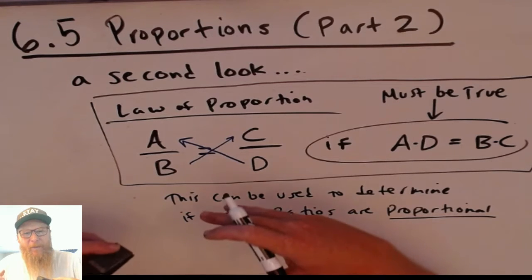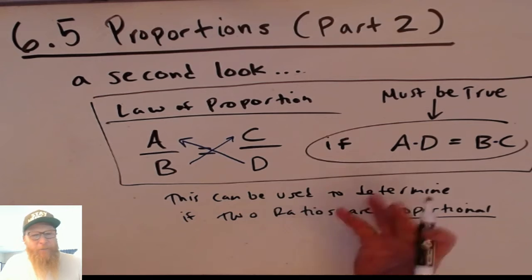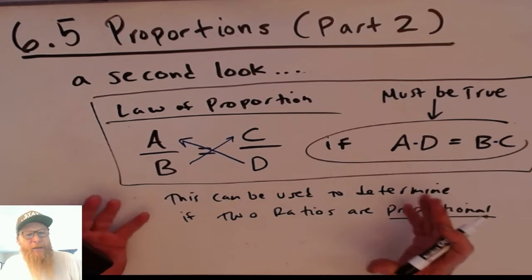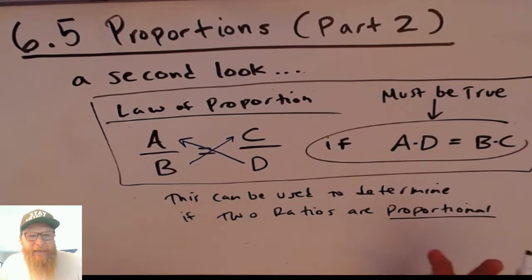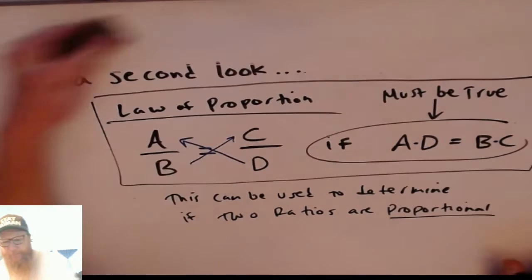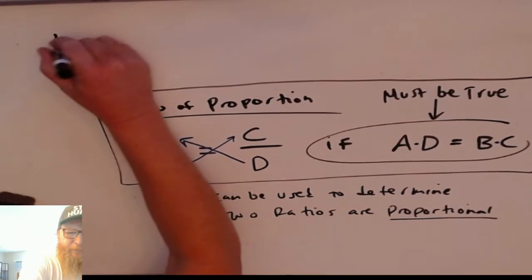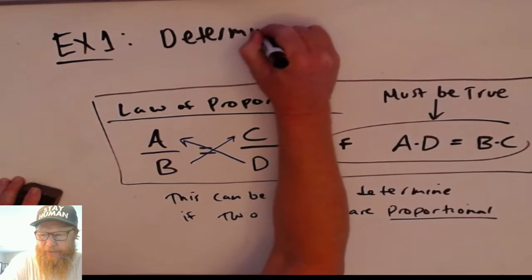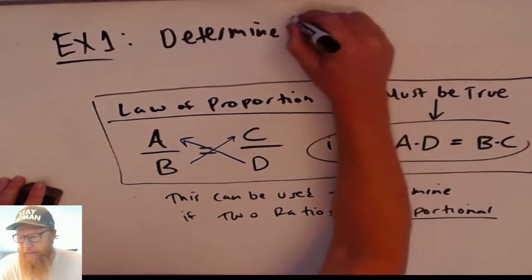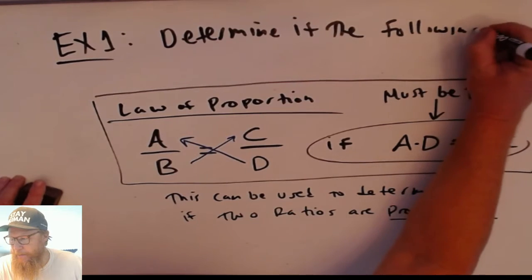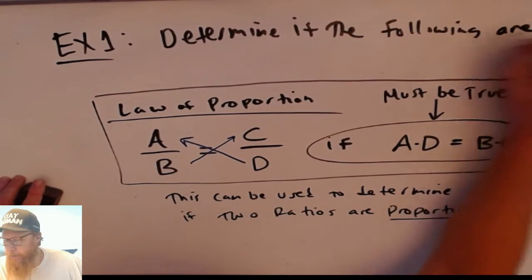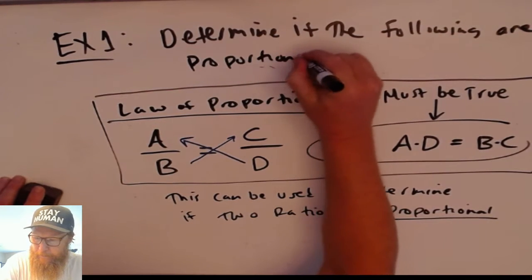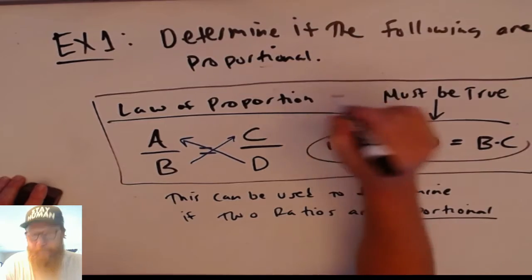So let me show you how that works. If I give you a proportion, or a presumed proportion, how can you use this law to validate or invalidate whether or not something is actually proportional? Let me give you an example. Determine if the following are proportional. Or not.